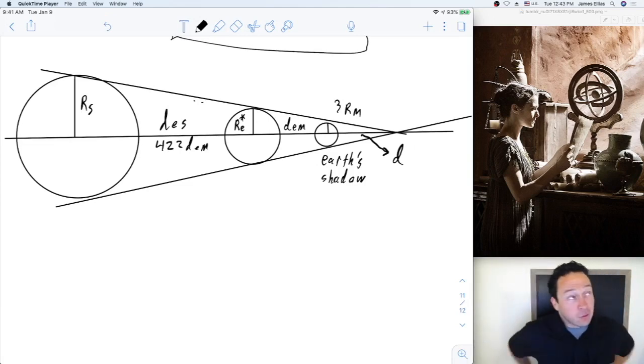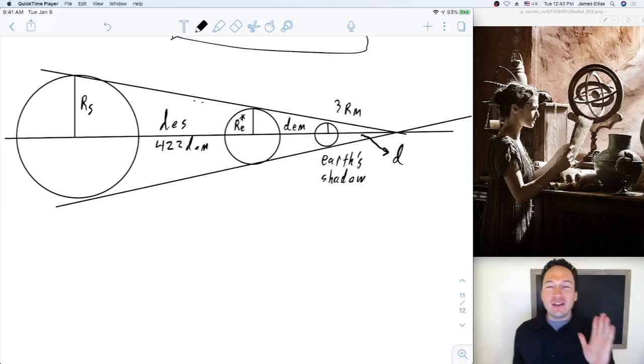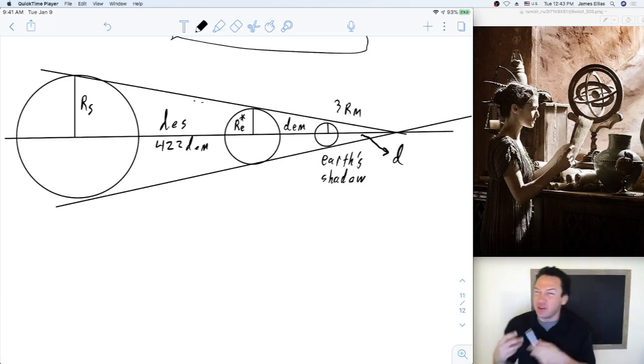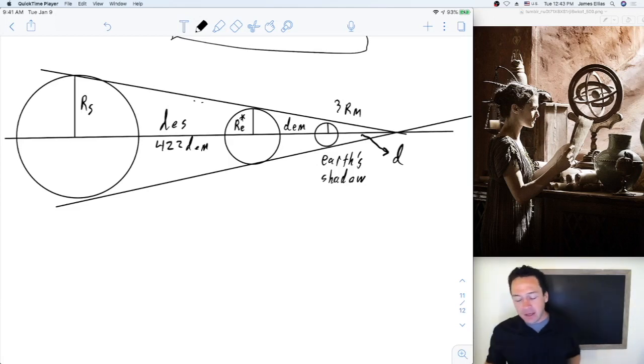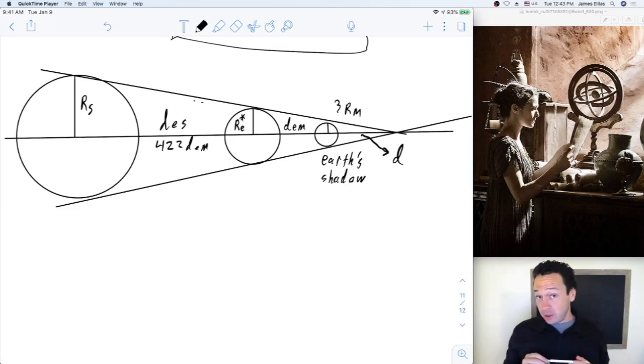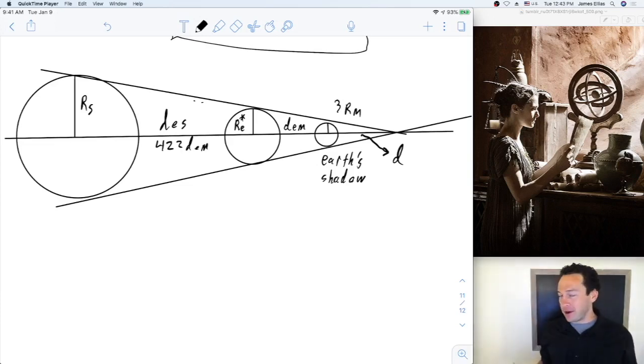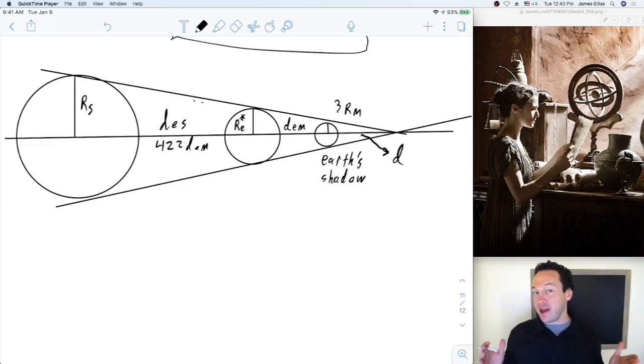Now, there's also another thing worth noting. The sun and the moon appear to be about the same size in the sky. Both of them take up an angle of about 1/2 a degree. They subtend a 1/2 degree angle. They seem to be about the same size. But the sun is 422 times further away. So that means it stands to reason that the sun is 422 times wider than the moon.